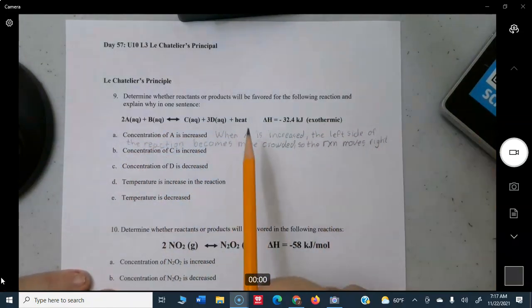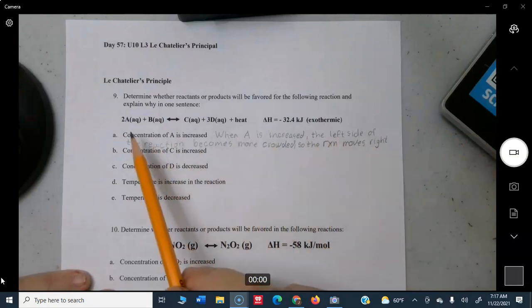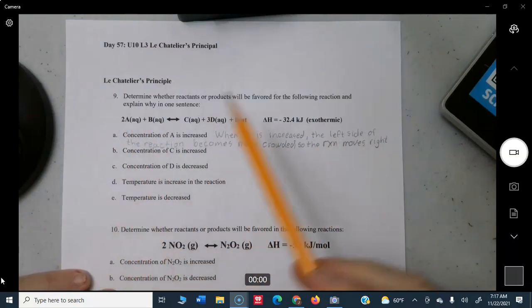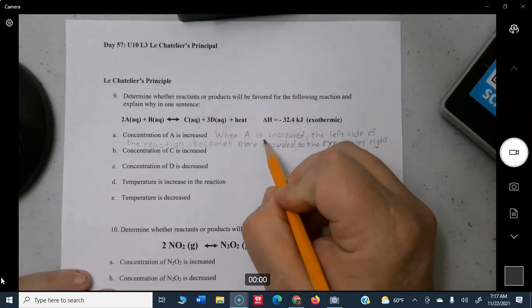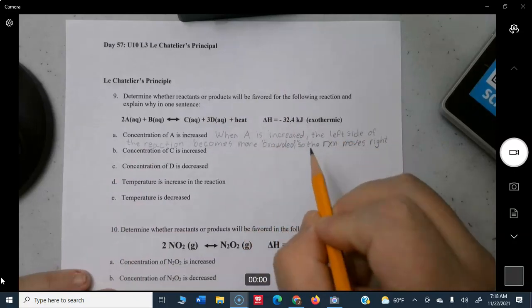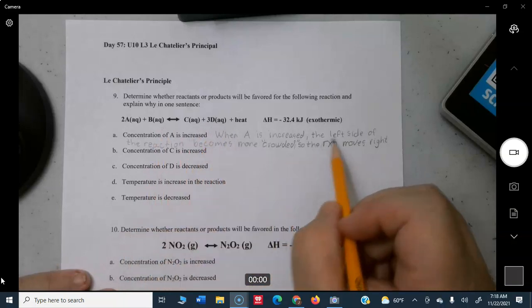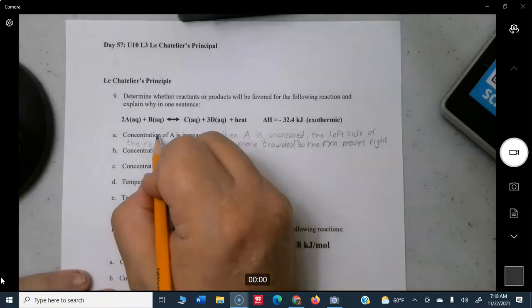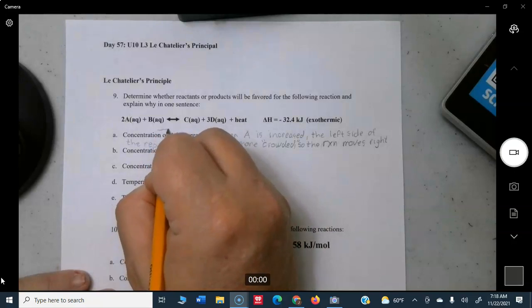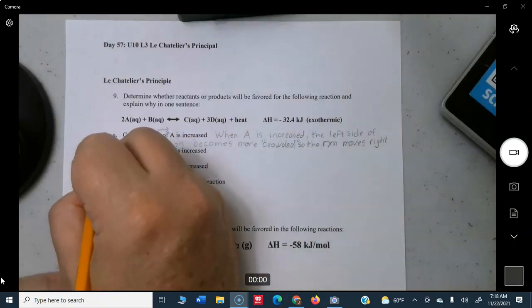When A is increased, the left side of the reaction, this side over here, becomes more crowded. That's kind of just a metaphor. It's the crowded room idea. And so the reaction's going to move to the right. The RxN means reaction. So for this one, if you want, you can draw an arrow right above it like that, or right out here, you can do that.